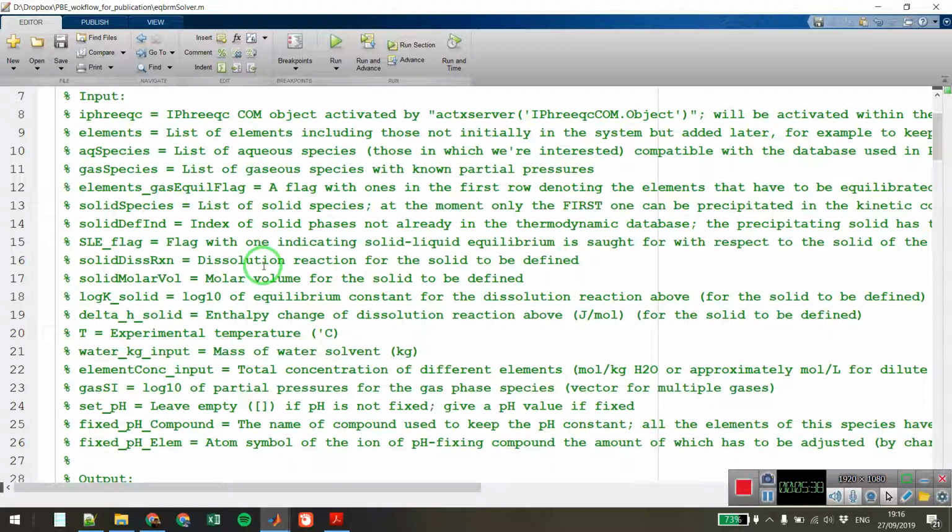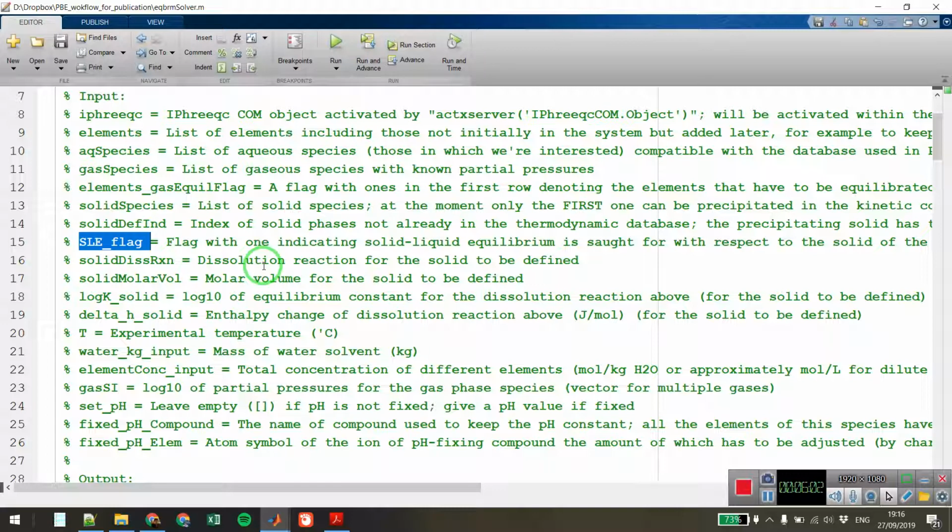And we have the solid species list. We have the index of the solid phase that is not already in the database. You can define different solids. Of course, if you are dealing with kinetics, because of the current limitation of the code, it has to be defined in the first spot of this list.